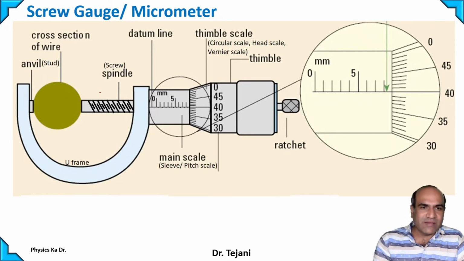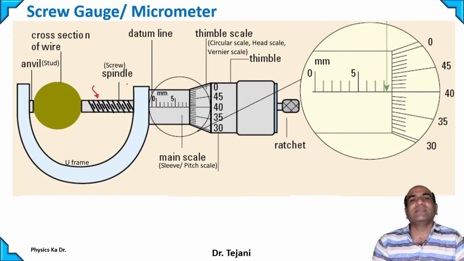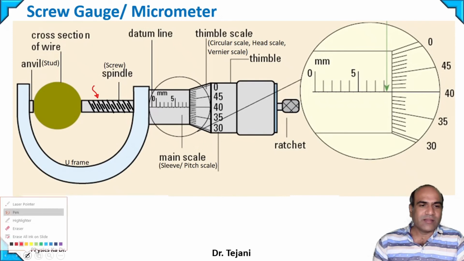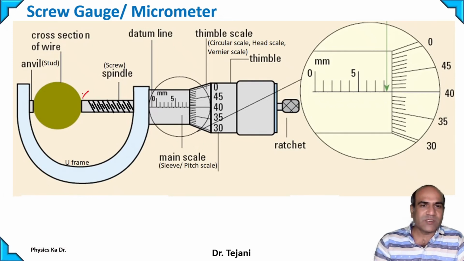The screw gauge has a screw, also known as a spindle, and it has a thread. Then in between the spindle and the anvil, also known as the stud, is the work piece that we need to measure. The thing we need to measure, we just put in between, so we can get its measurement. The end portion is known as the anvil or stud. They have multiple names. You need to remember all of them. Then the entire frame is known as the U frame.